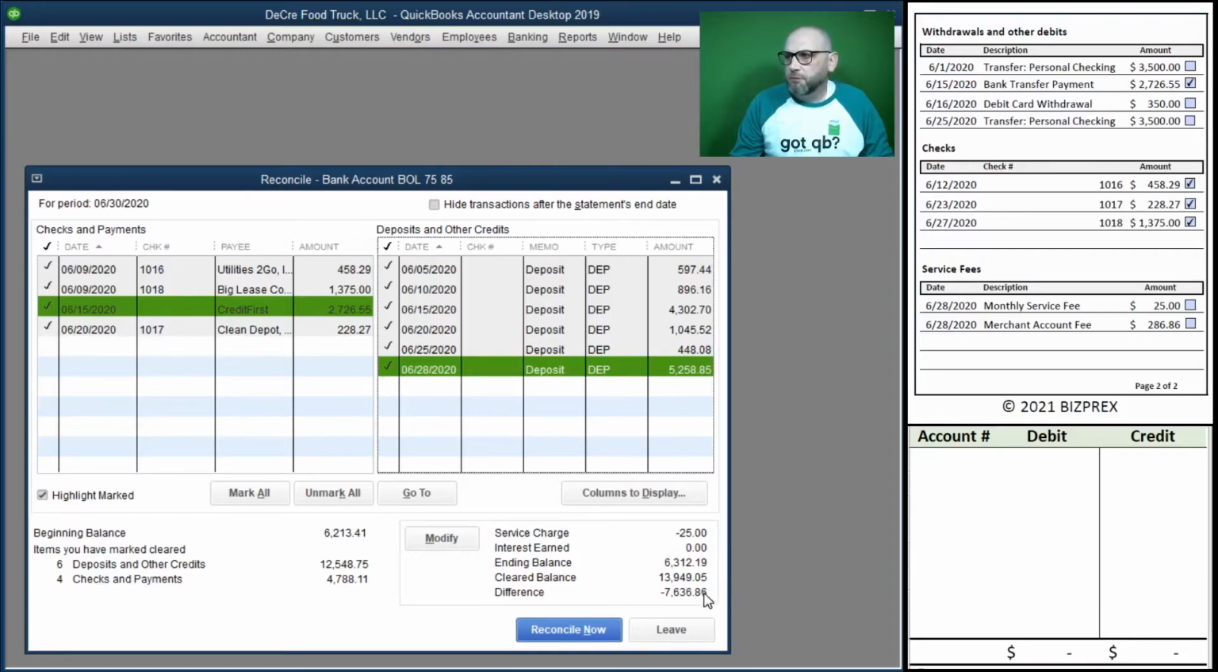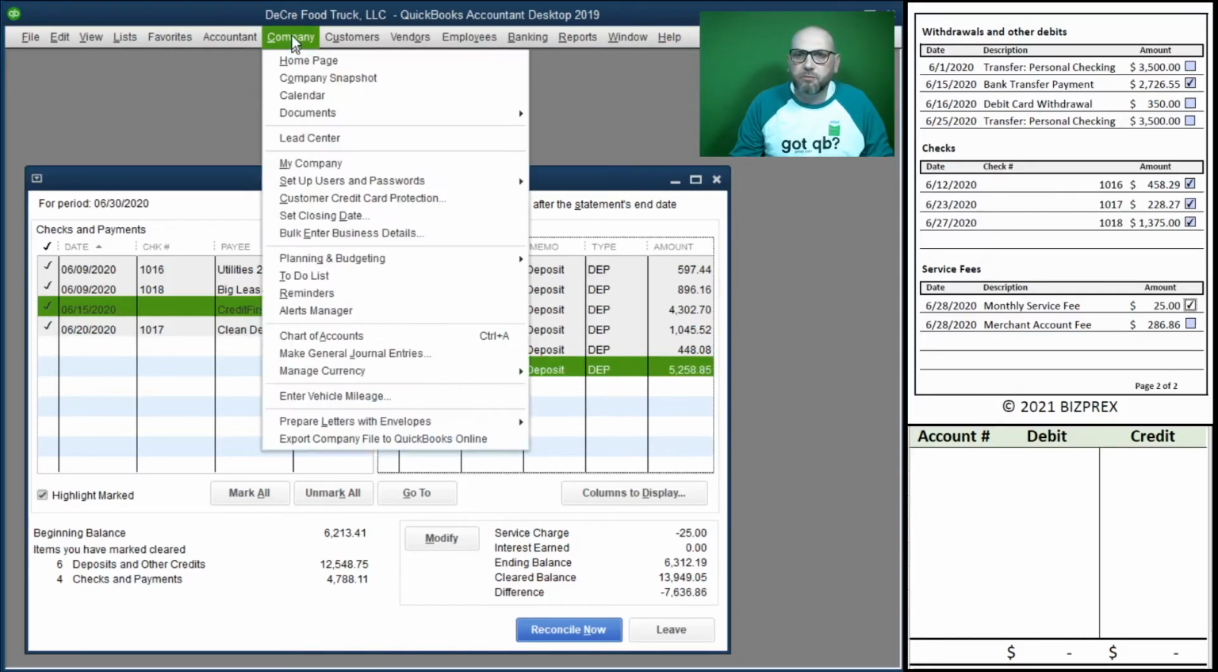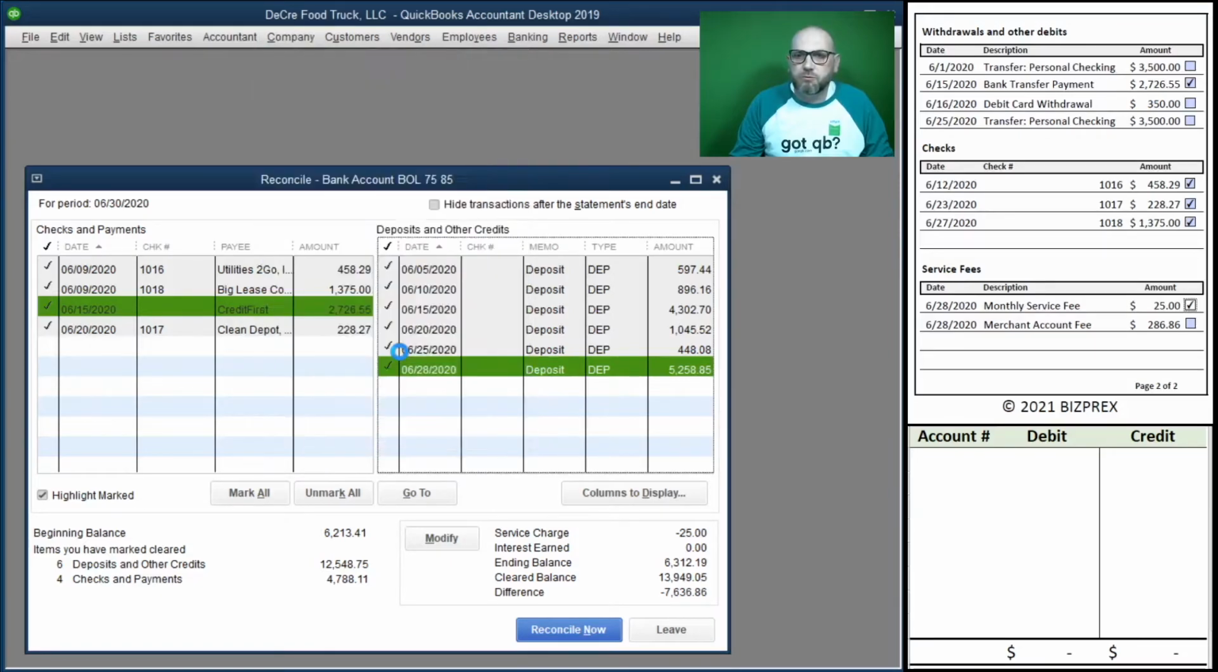So what do we have? We have some draws. We're taking money out of the business. Those will reduce our bank account balance, and they will reduce our equity, our ownership in the business. And then we have our monthly fee. Oh, it's right here. Okay, let's mark that. And then we have our merchant account fee that we'll book. And we're going to book those using general journal entries.